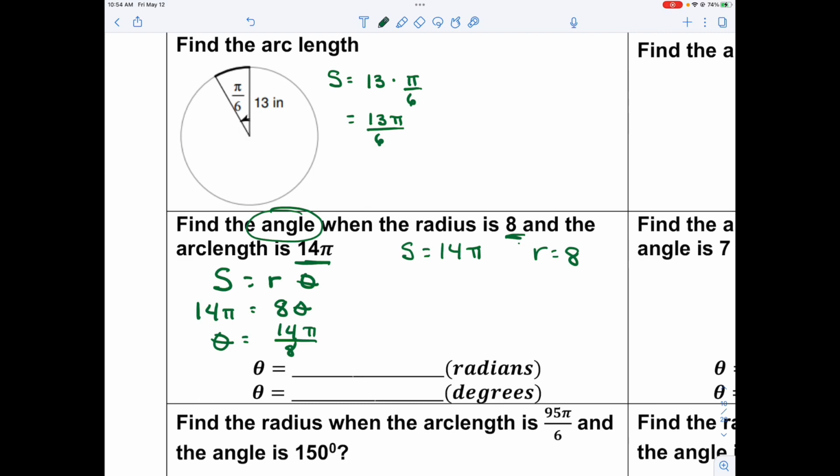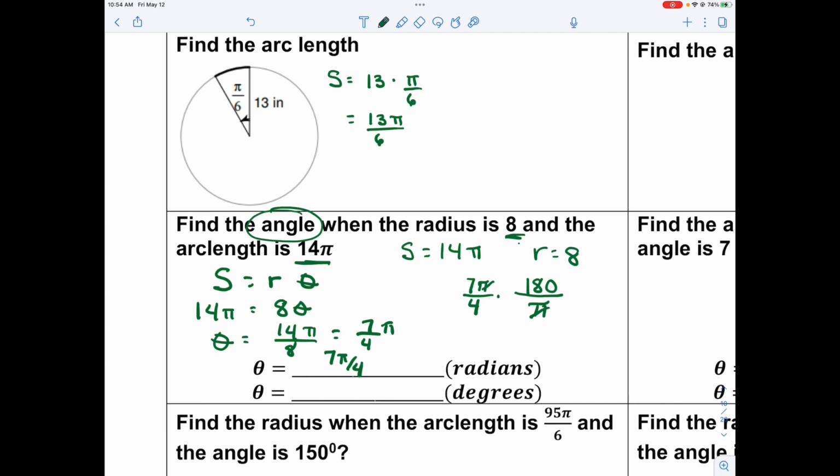Now, that is in radians. We can simplify that, 14 over 8. We can also write that as 7 pi over 4. So in radians, that would be 7 pi over 4. But as a review, how would I change that to degrees? So remember, if I have 7 pi over 4, and I want to change that to degrees, I multiply by 180 over pi.